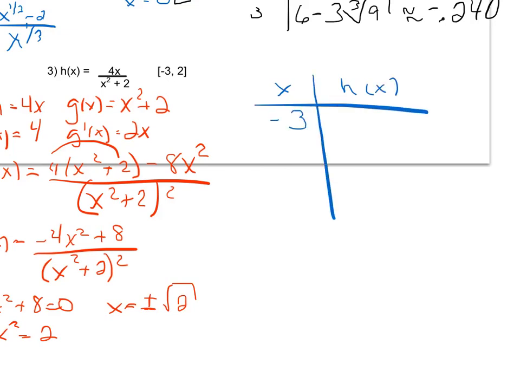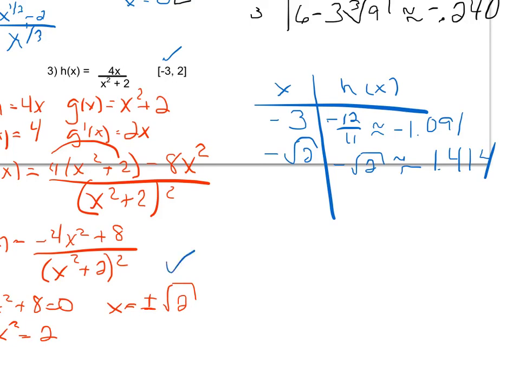So I'm going to plug in x and see what h of x gives me. I'll plug in -3, and when I plug in -3, I get -12 over 11, which is approximately -1.091. I'll plug in the negative square root of 2, which gives negative square root of 2 as well, which is approximately -1.414. I will plug in my positive square root of 2, which also gives me the square root of 2, approximately positive 1.414.